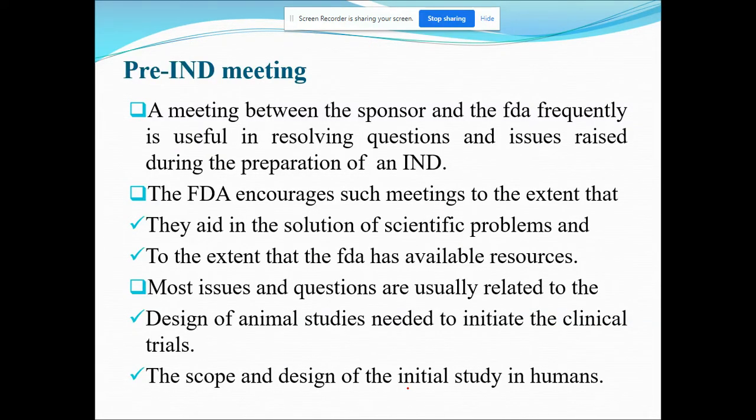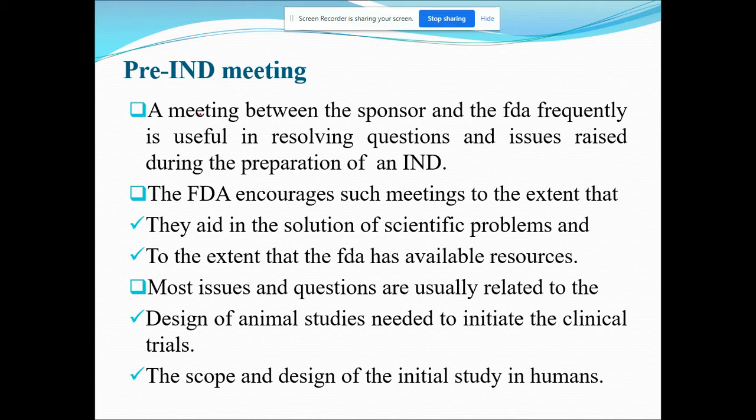Pre-IND meeting. The name itself indicates pre-IND means before actually getting the permission of IND, or before actually getting the approval for your IND. तुमच्या IND साठी अप्रुव्हल भेटण्याआधी एक मीटिंग केली जाते, एक मीटिंग कंडक्ट केली जाते किंवा ऑर्गनाइज केली जाते, आणि that meeting is called as the pre-IND meeting. Okay, now try to understand the slides related to this pre-IND meeting.